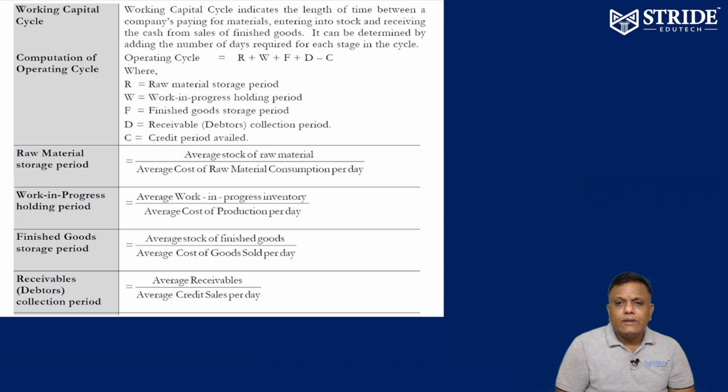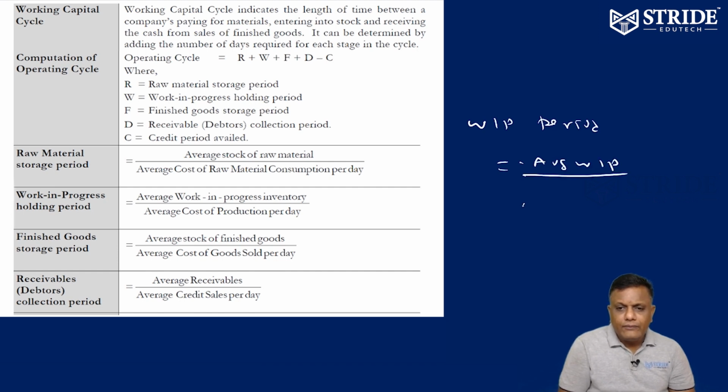Next, WIP holding period, work in process period. How to find work in process period? That is equivalent to average WIP by average cost of production per day. So if you divide average WIP by average cost of production per day, you will get the WIP period, right?